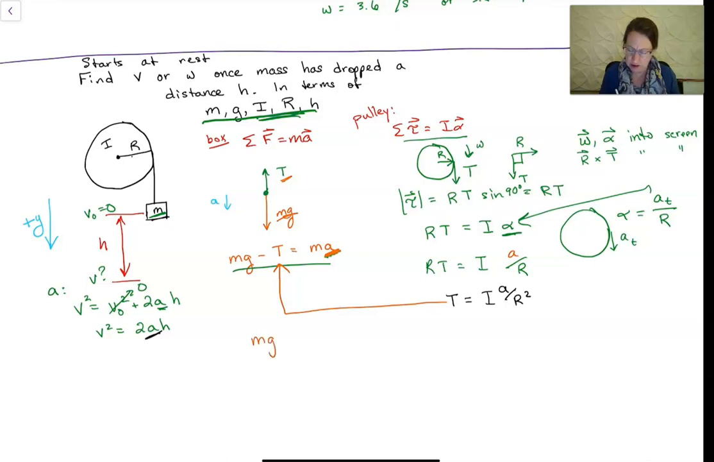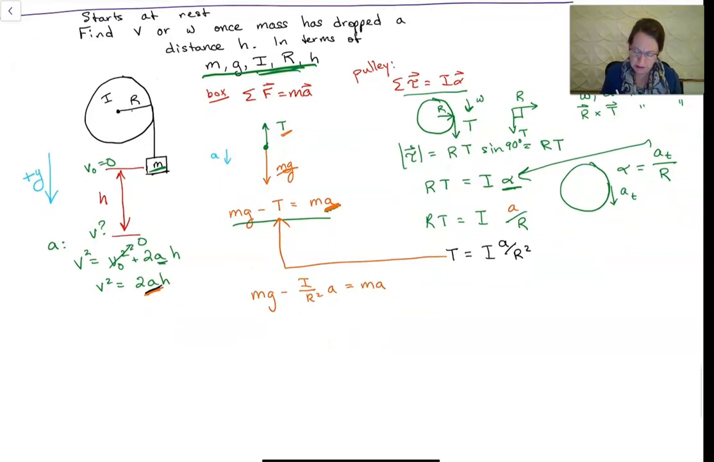So I get mg minus I over R squared times A is equal to ma. I want to solve for a because I want it in this equation. So that gives me mg is equal to, adding this to both sides, I over R squared A plus ma. Now I'm going to factor the a out of both of these terms. I get mg is equal to I over R squared plus m, times a.